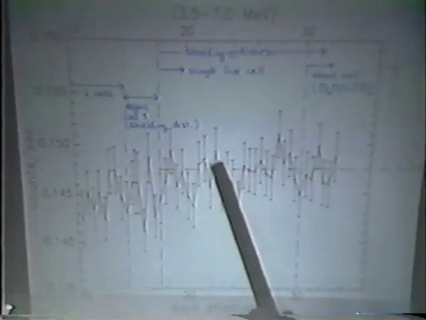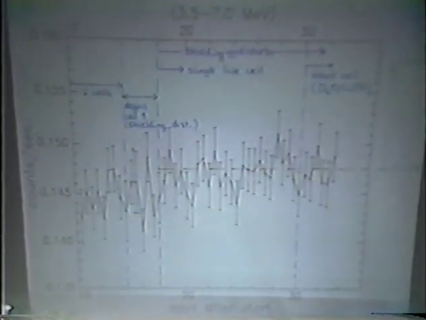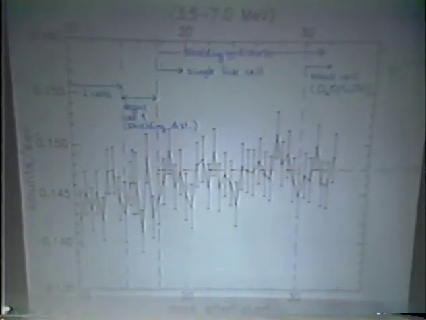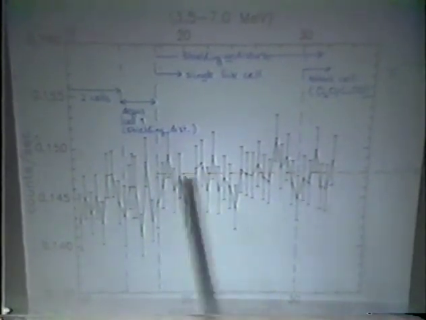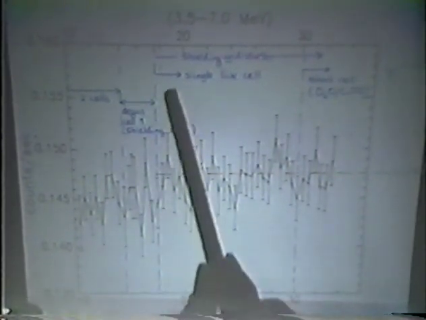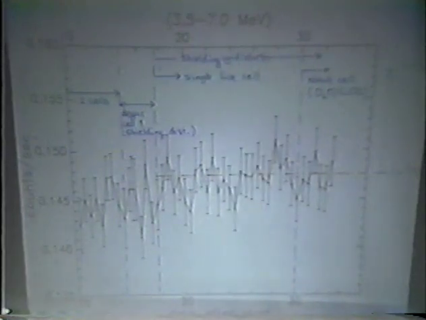Then the average level shifts a little bit due to the distribution of the shielding. The solid angles change somewhat. And from then on, we have only the 1 cell in place with a 4mm rod. So here, a single live cell, and the shielding is now undisturbed for the remaining part of the time.